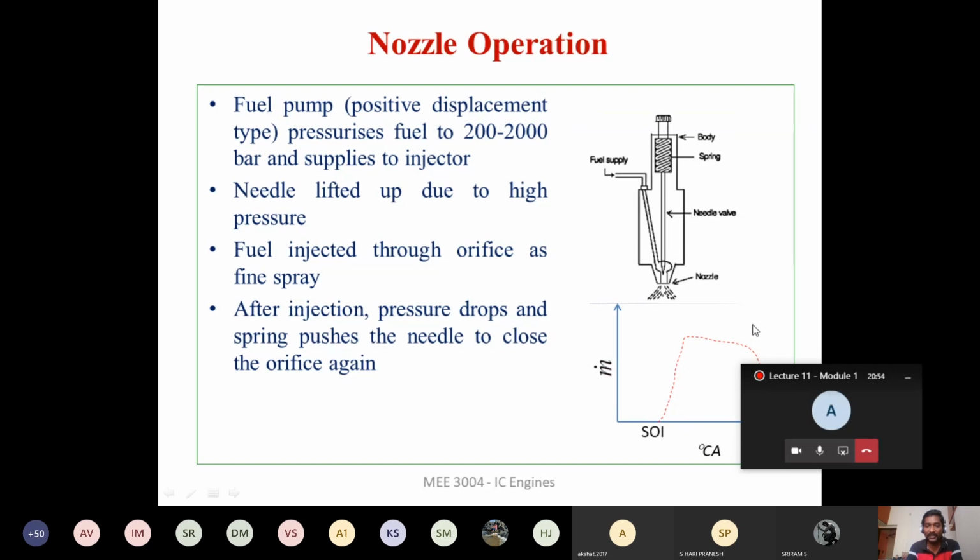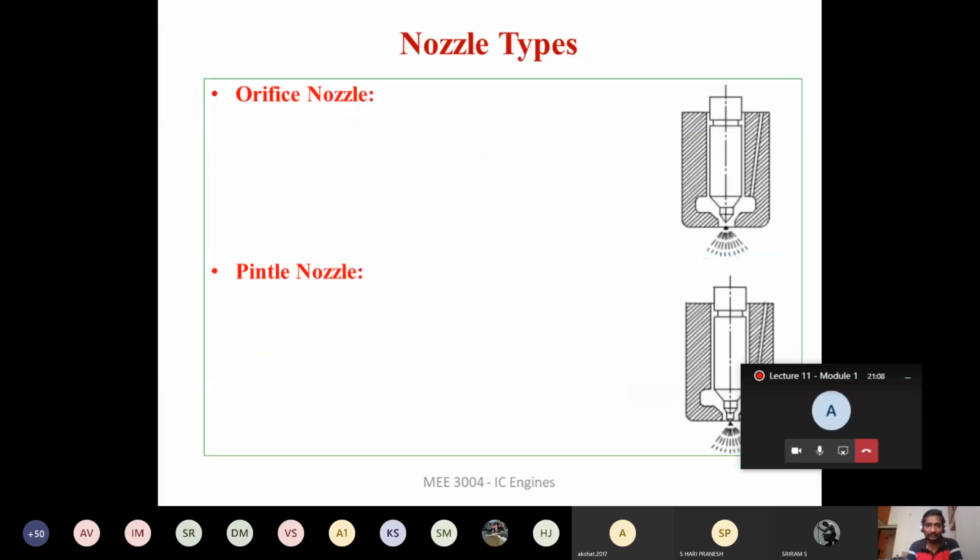Okay, the time duration, in terms of milliseconds, during which the fuel is sprayed or injected is called the pulse width. That also depends upon the crank angle turned during the operation of the diesel engine.